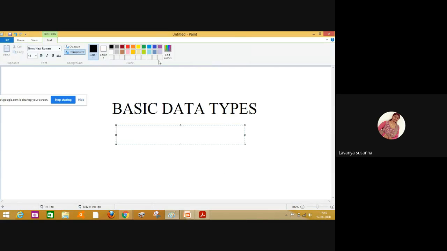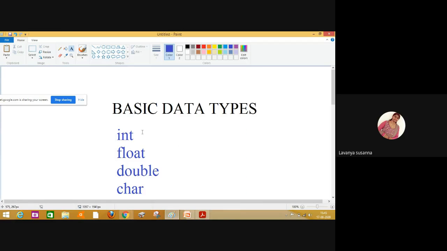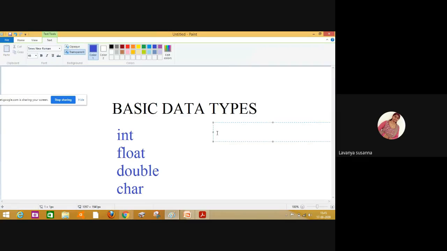Basic data types like int, float, double, char. These are the basic data types. What do they represent? The type of data you are using. Example, see here.